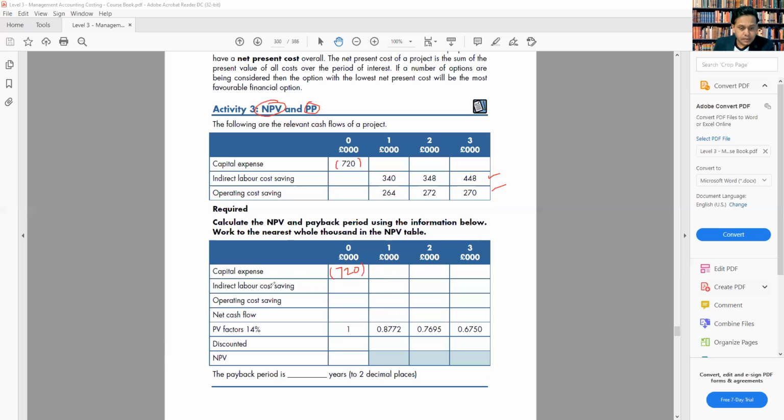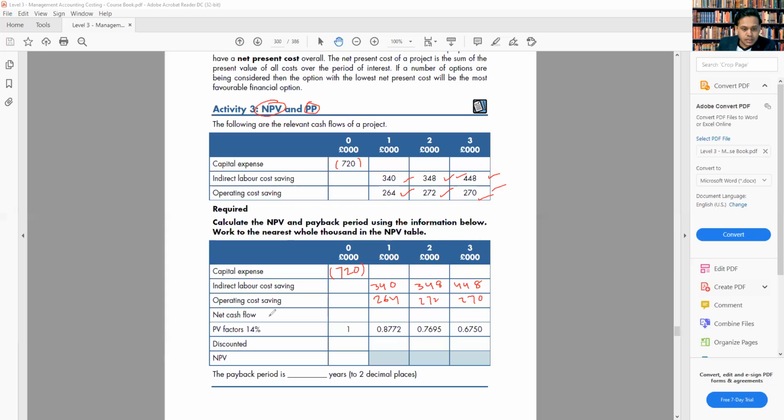Then we have indirect labor cost savings: 340, 348, and 448. So we write 340, we have 348, and 448. Then we have operating cost saving. On the operating cost savings, we have 264, 272, and 270. So we write 264, 272, and 270. So this is my total saving.